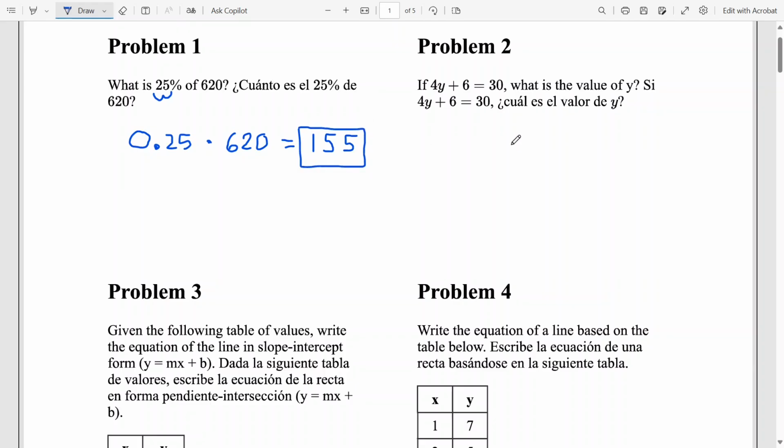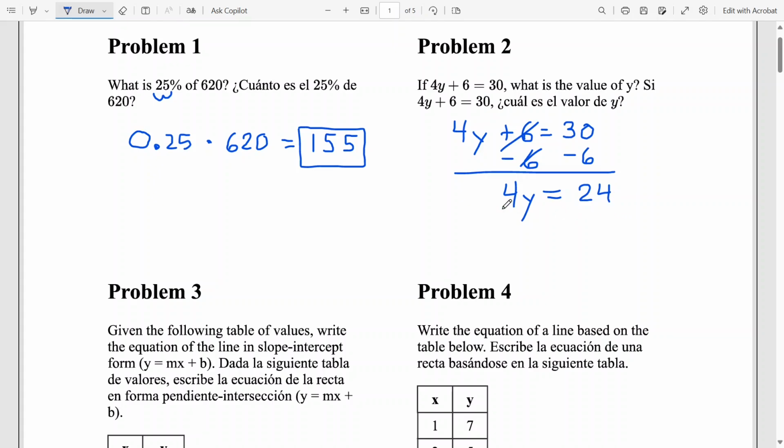Okay, let's look at problem 2. If 4y plus 6 equals 30, what is the value of y? So we have 4y plus 6 equals 30, and we want to solve for y. We can do that by first subtracting 6 from both sides of the equation. So 6 minus 6 is 0, and we get 4y equals 24.